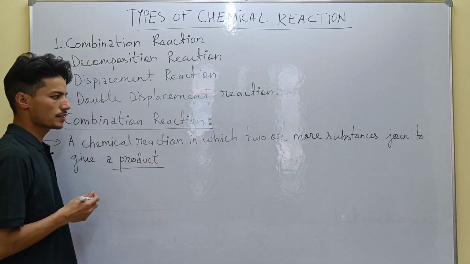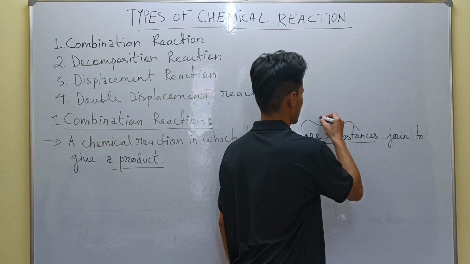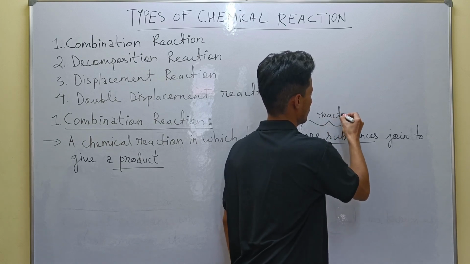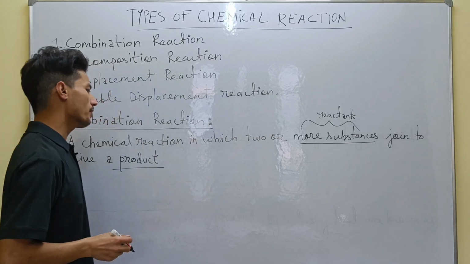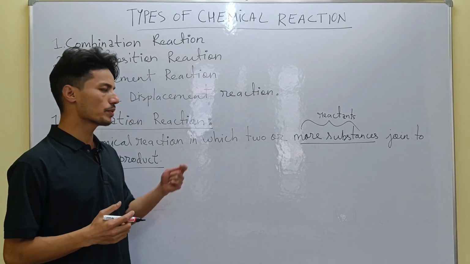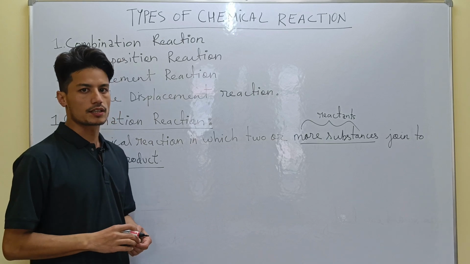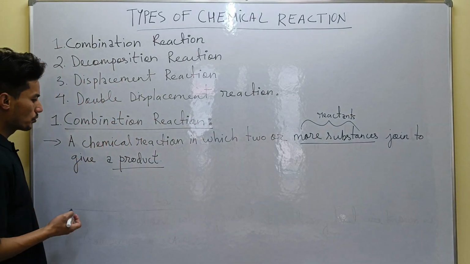Which are the reactants here? Well, these substances are the reactants. So when I say in the definition two or more substances, it means the reactants. Remember, in every chemical reaction we need to have reactants. It's only when we have reactants that we get a product. Always remember that. So a chemical reaction in which two or more substances join to give a product.